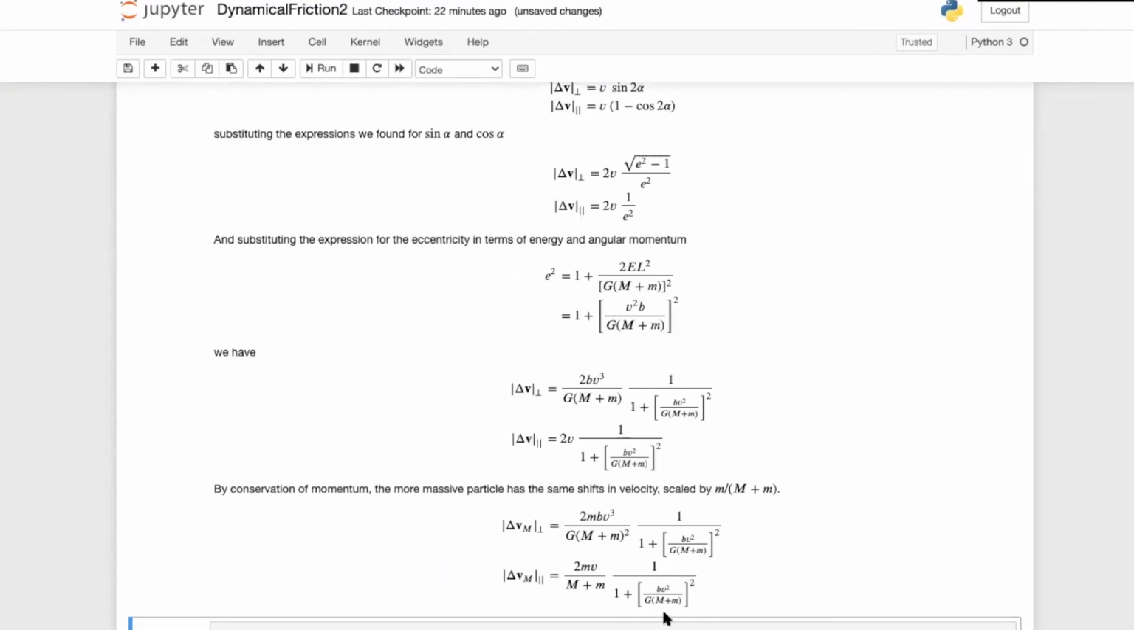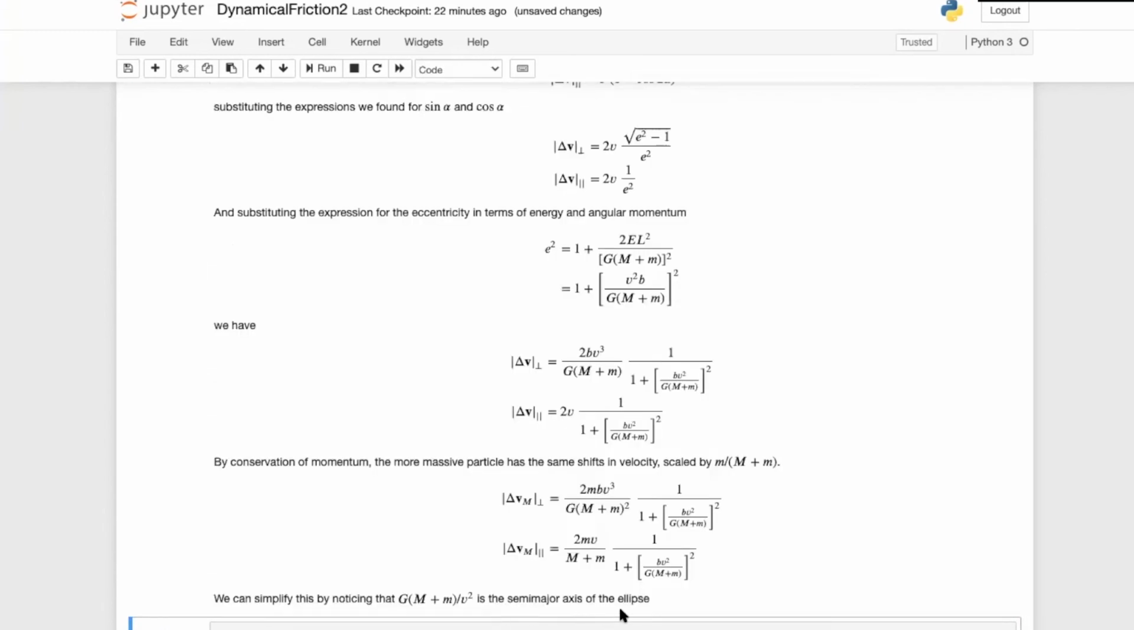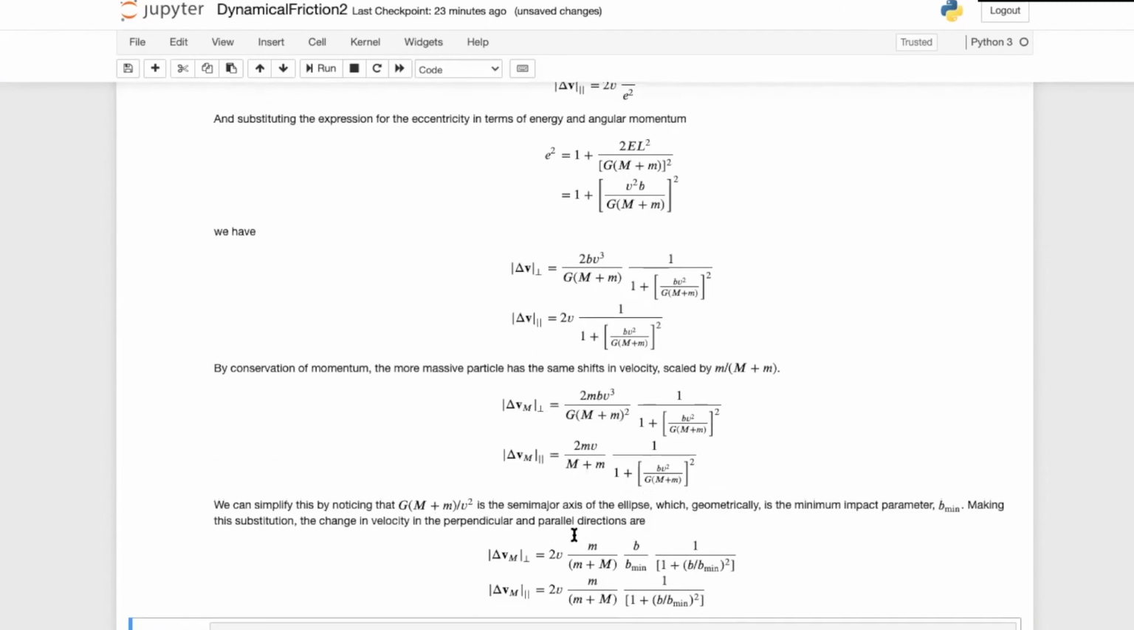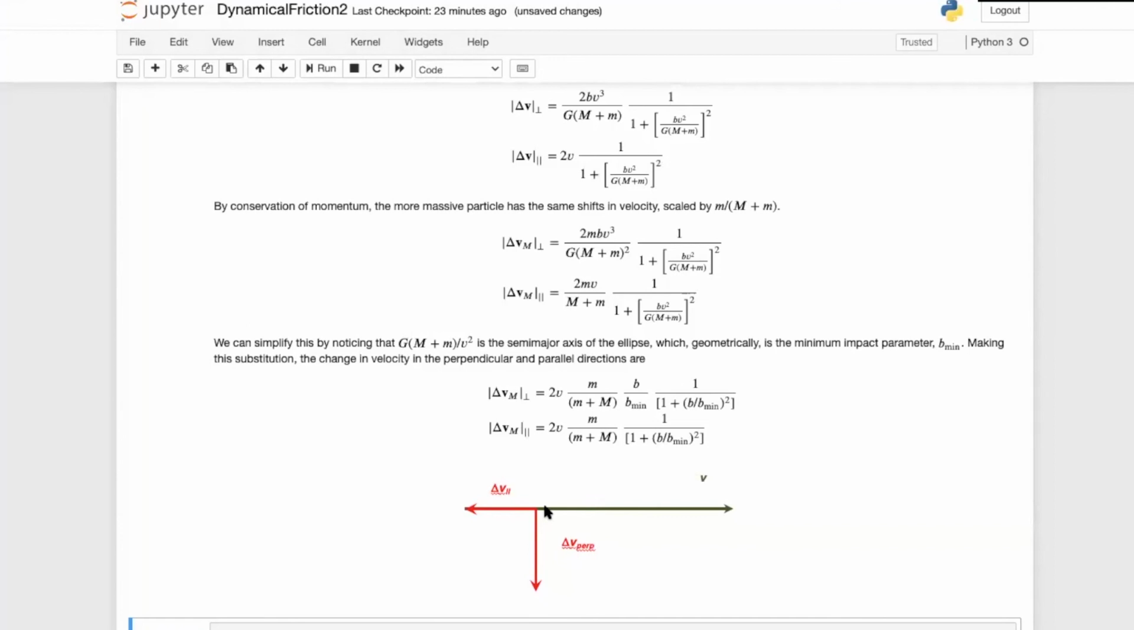Now we can simplify this by noticing that G times the sum of the m's over v squared is the semi-major axis of the hyperbola, which geometrically is the minimum impact parameter. Let's call it b min. Now making this substitution, the change in the velocity in the perpendicular and parallel direction for the big mass become these expressions. So this is what we have in the end for a single encounter. The body is going in its trajectory. A single encounter is going to have a change in the perpendicular direction and a drag in the parallel direction.